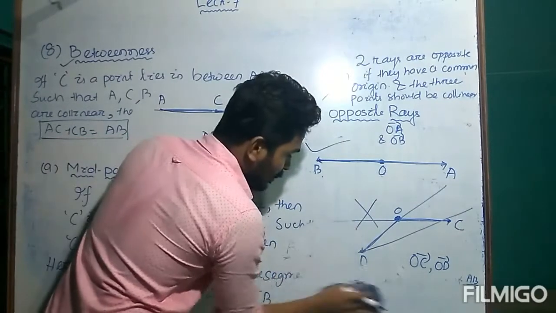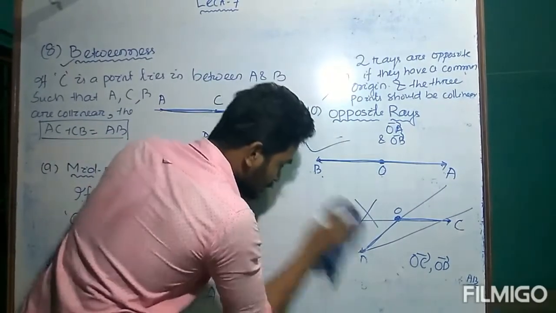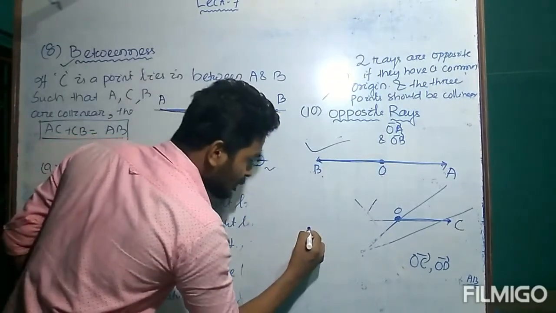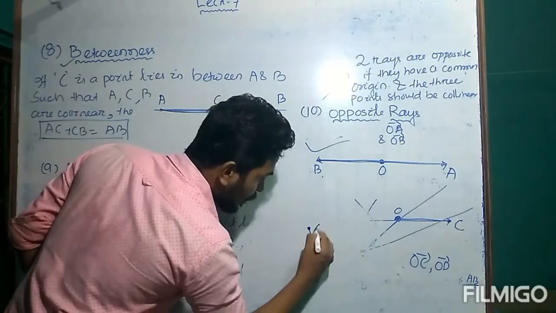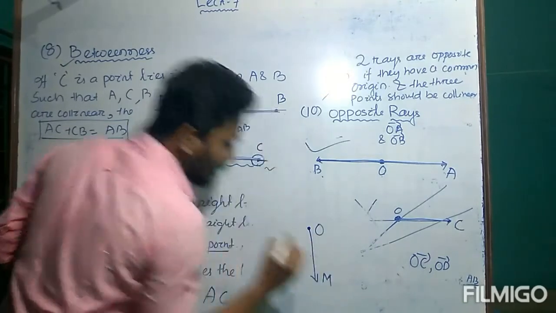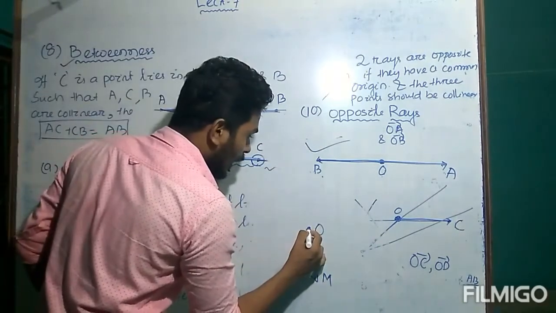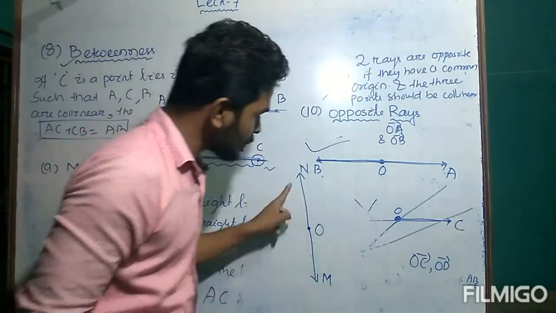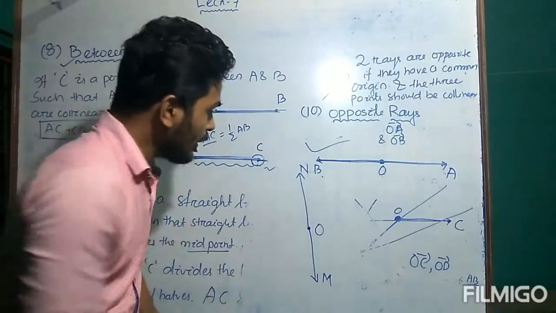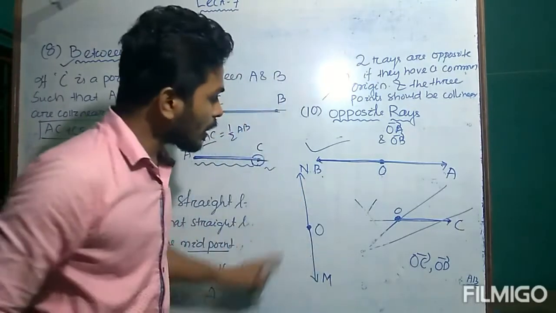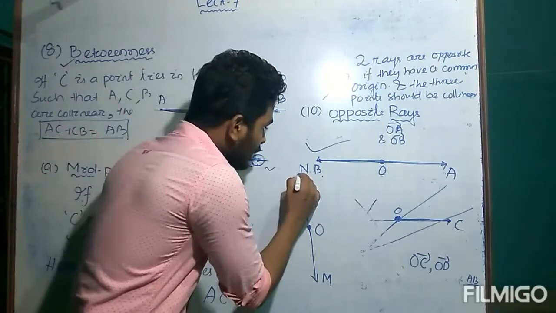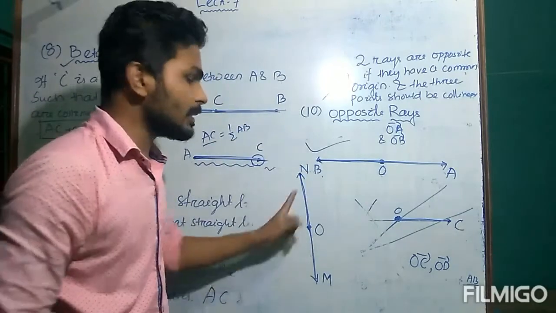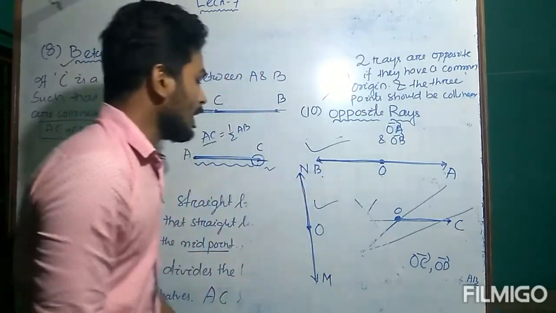Okay. Let me tell you one more example. Here it is a point, and through this point we have a ray OM. Now I will draw another ray OM. Now tell me whether these 2 rays are opposite rays or not. Since the 2 rays have the same or common origin, and the 3 points, if we join, will form a straight line, these 2 rays are opposite rays.